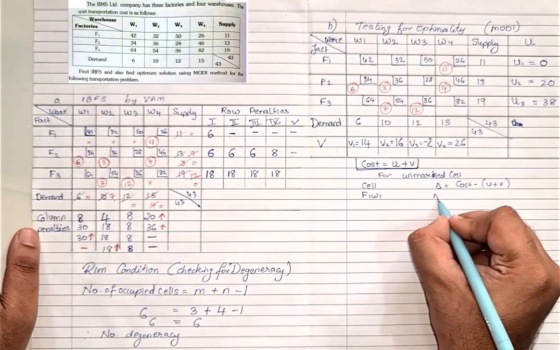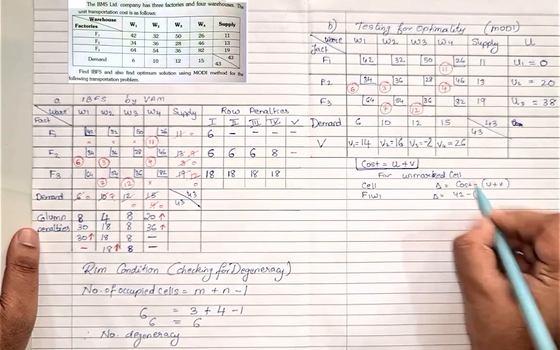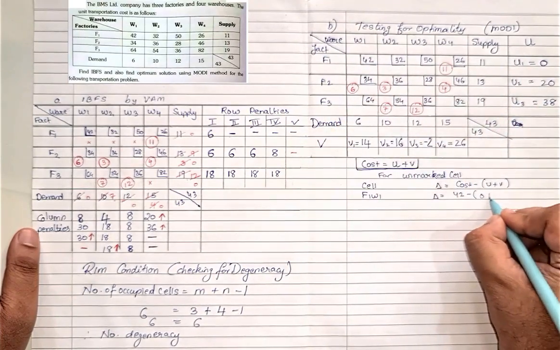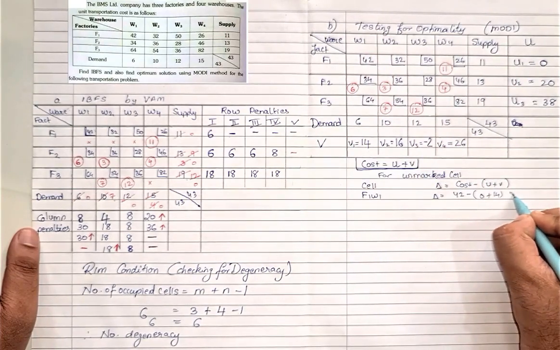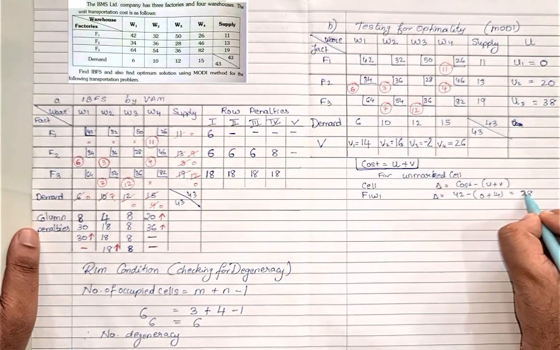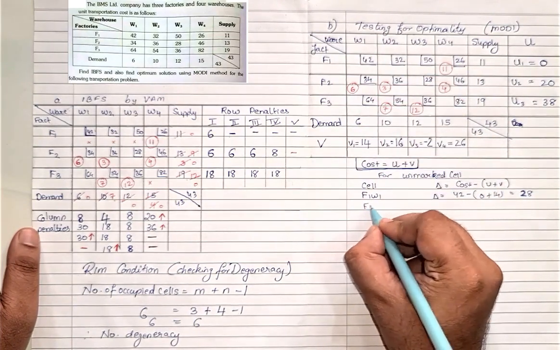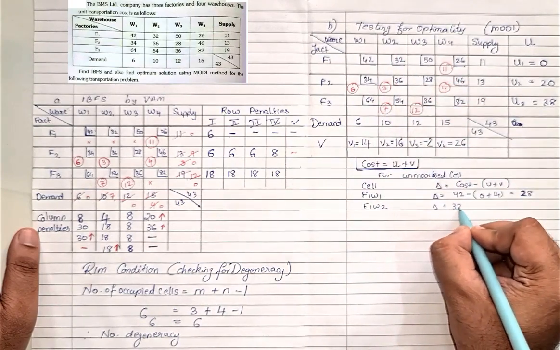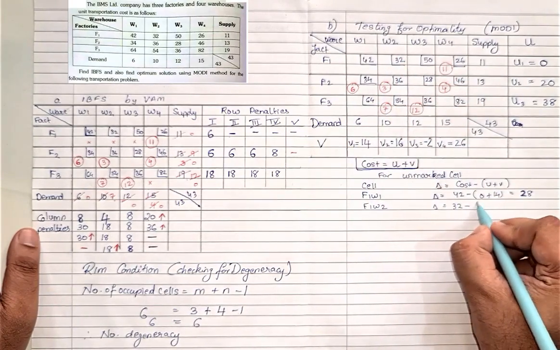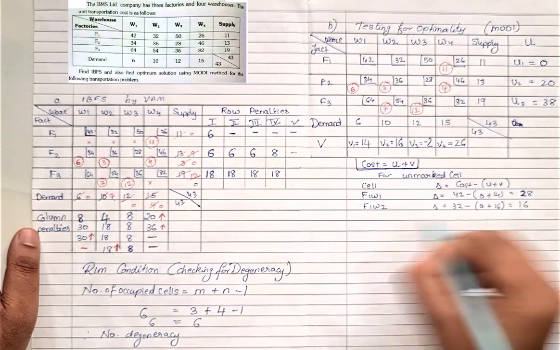We are finding the change. So change is equal to cost. Cost is 42 minus u, u was 0, plus v of the same cell is 14. So 42 minus 14 is 28. So I'm writing it here. Now the next cell is F1W2. For F1W2 the cost is 32 minus u, again 0, and v is 16. So 32 minus 16 is 16.